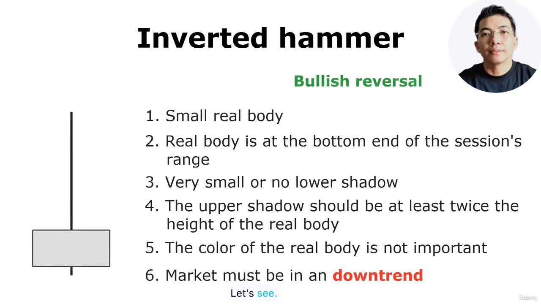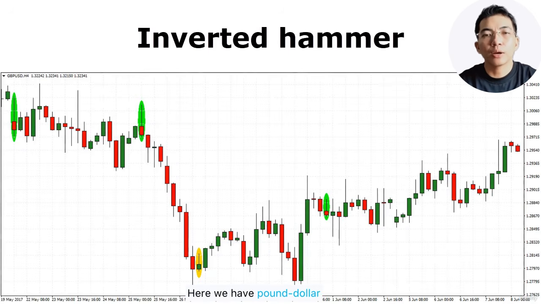Let's see. Here we have pound dollar on a 4-hour chart. Once again, I have highlighted in green the candles with the same shape of an inverted hammer, but that are not inverted hammer because they missed the last condition. They don't appear during a downtrend. The one highlighted in yellow is a good inverted hammer. We can see that it comes after a long and strong down move.